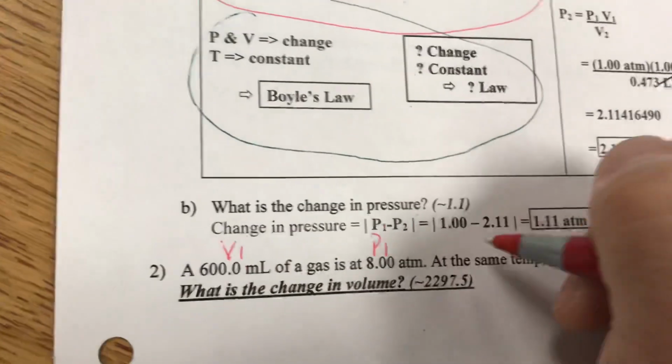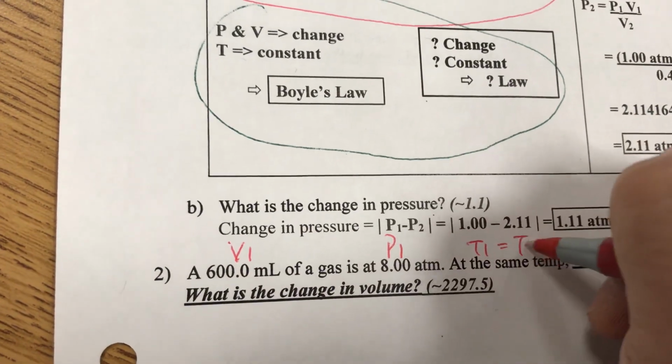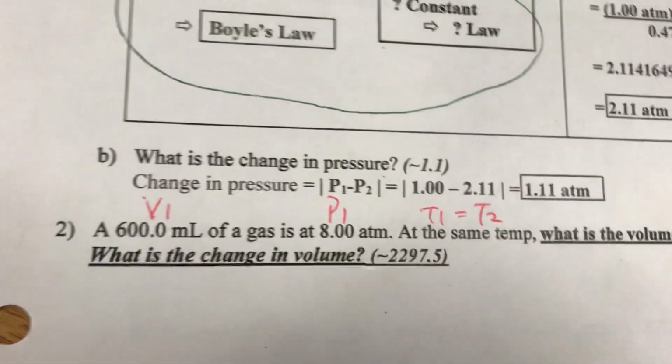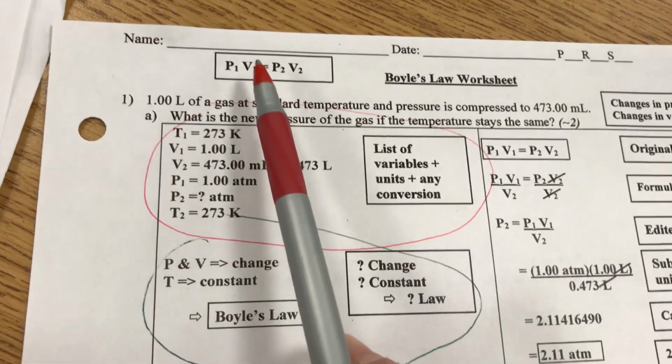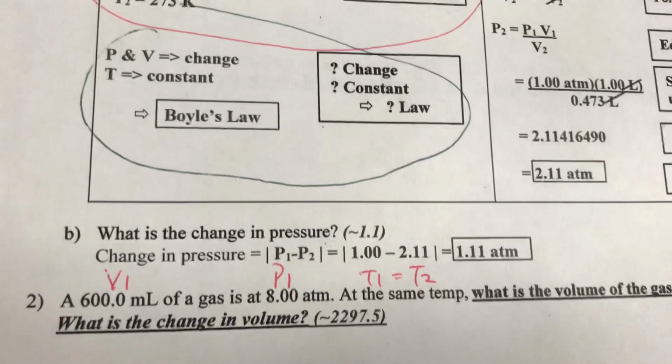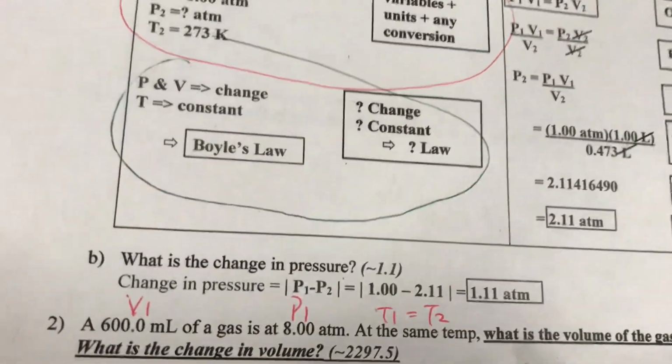At the same temperature, meaning my T1 and T2 are the same. I don't need to know what they are, because in my formula I don't have temperature. So as soon as I identify that they are the same temperature, which is constant, then just write that down.